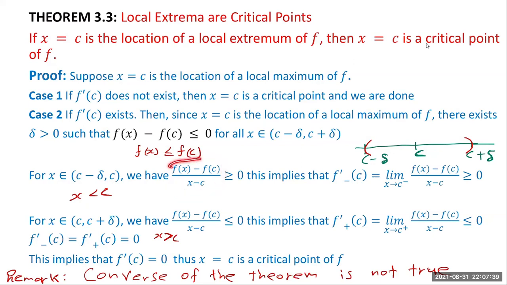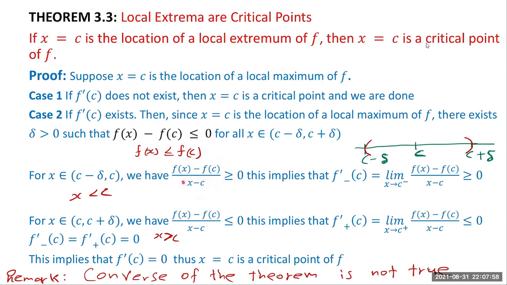Well, your top quantity is less than or equal to 0, because I know that x is equal to c is the location of a local maximum. So we have this inequality: f of x minus f of c is less than or equal to 0. So my top is less than or equal to 0. What about my denominator, or the bottom?